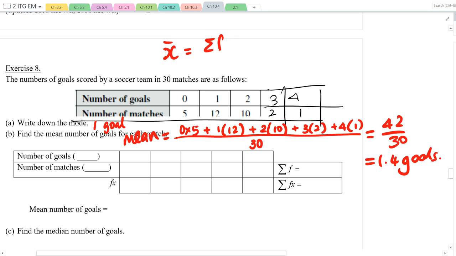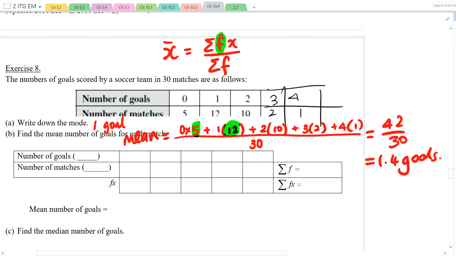Okay, I want you to compare this working with the formula. X bar equals to summation fx divided by summation f. I shall now highlight to you what all the individual f values are. Frequency, f for frequency. Okay, there are 5 matches with 0 goals. There are 12 matches with 1 goal. 10 matches with 2 goals. 2 matches with 3 goals. 1 match with 4 goals. Okay, so the green color highlighted parts, they are referring to the frequency.